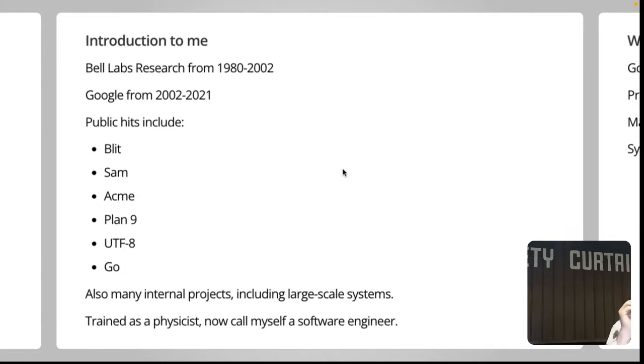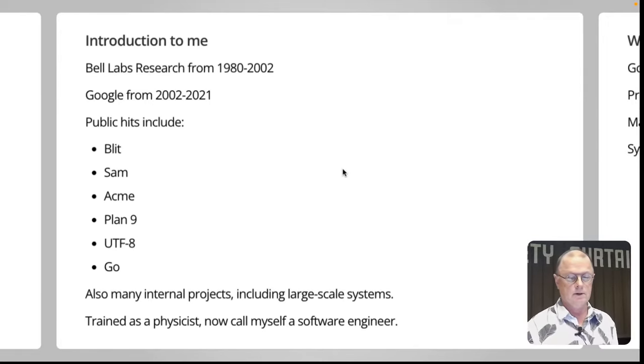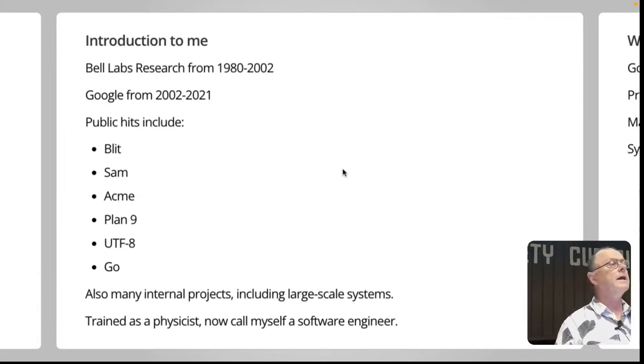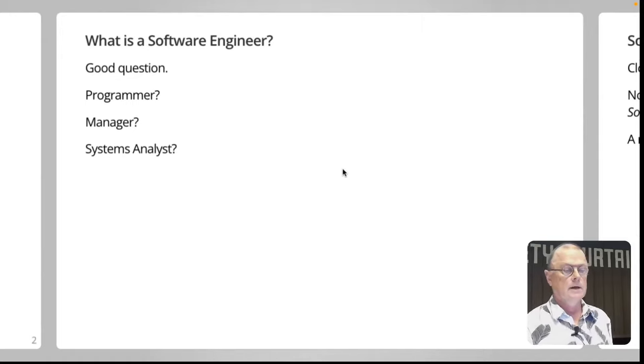The Plan 9 operating system, which defined a whole bunch of things that have actually been largely recreated in Linux at this point. And you mentioned UTF-8, and of course the Go programming language, which we developed at Google to deal with the fact that the programming languages we were using, like Java and C++, were not really well suited to the business of writing what we today call cloud software. And Go is now pretty much the language for cloud. So that's pretty cool. I'm actually trained as a physicist, but I do now call myself a software engineer.